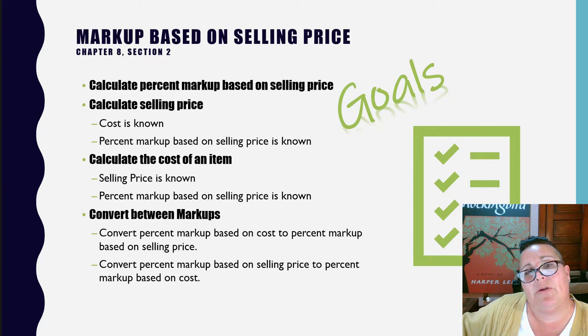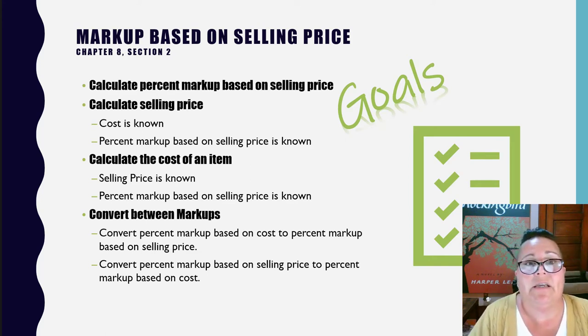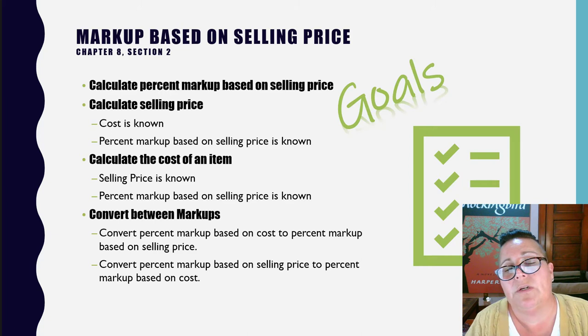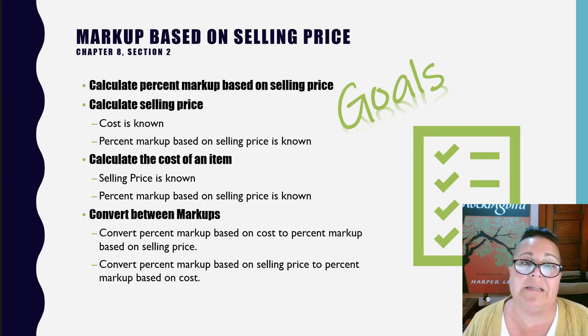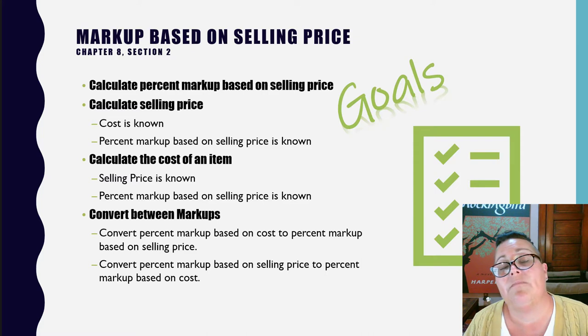So in Chapter 8, Section 1, we did markup based on cost. That is when you mark up a product or an item or a good or a service based upon what it costs you to provide it. And then today, what we're going to do is markup based on selling price. So this is markup based on what you know the market will hold.